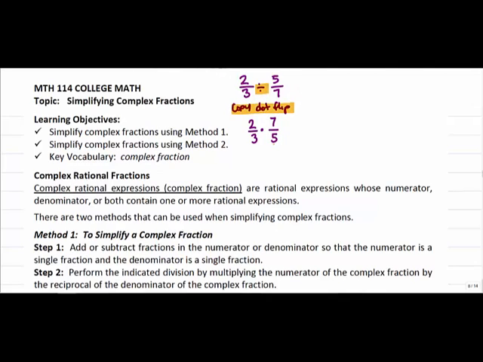So here, once I do that, then I just multiply straight across the top and then straight across the bottom. So I get 14/15. This is the exact same as if I would have had 2/3 divided by 5/7. These are the same exact problem.